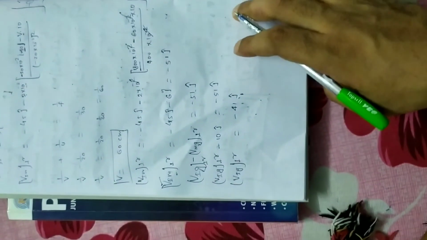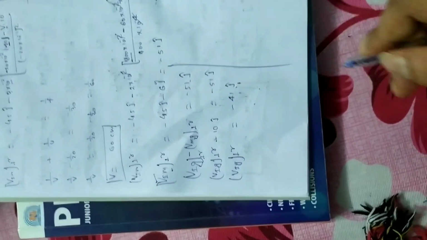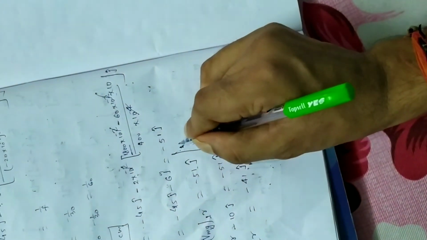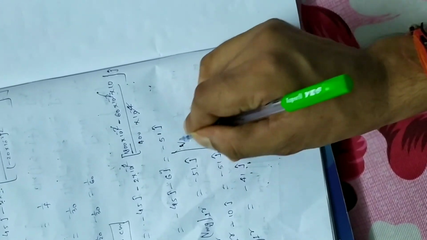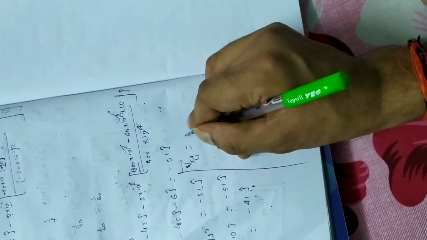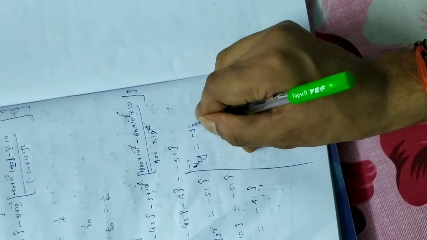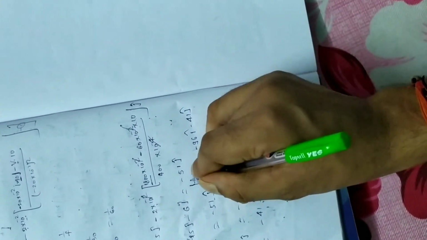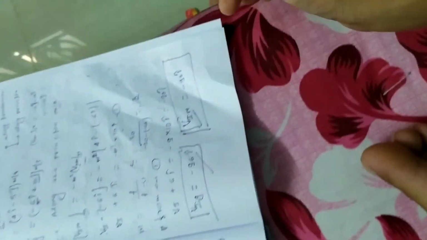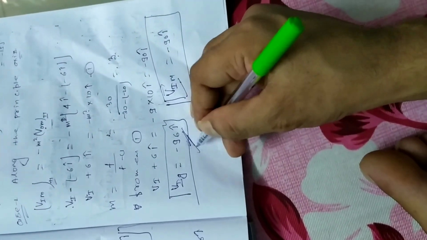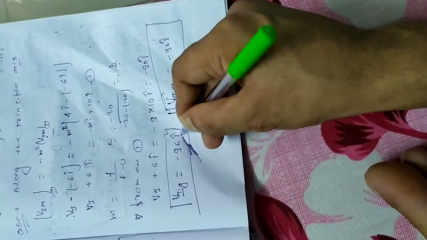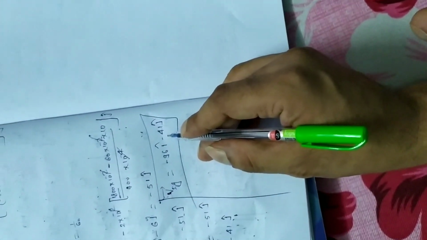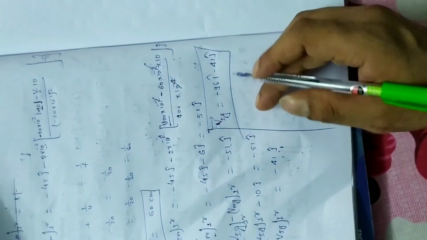So here the object has two velocities, one along the principal axis, another along the transverse axis. So the velocity of the image with respect to the ground becomes minus 96 i cap minus 41 j cap. Why minus 96? We have already calculated it here: the velocity of the image with respect to the ground along the principal axis, minus 96 i cap, minus 41 j cap. So this is your answer.